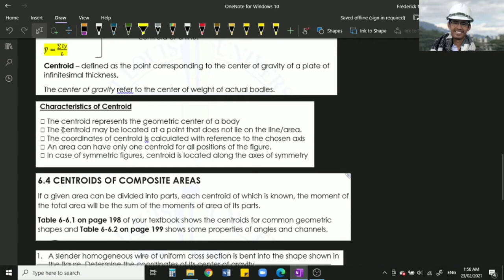Okay? So, the centroid may be located at a point that does not lie on the line or area. So, yung centroid natin class, may possibility na hindi siya mag-exist doon sa kung saan yung line or kung saan yung area. Okay? So, it is not necessary na within the line or within the area yung centroid natin. Okay?